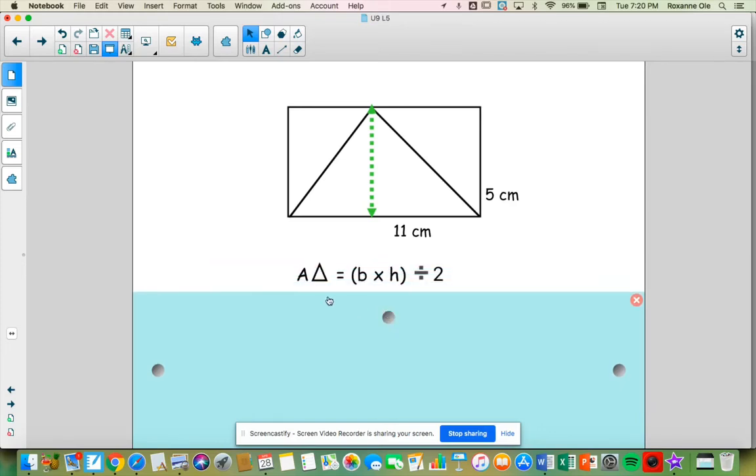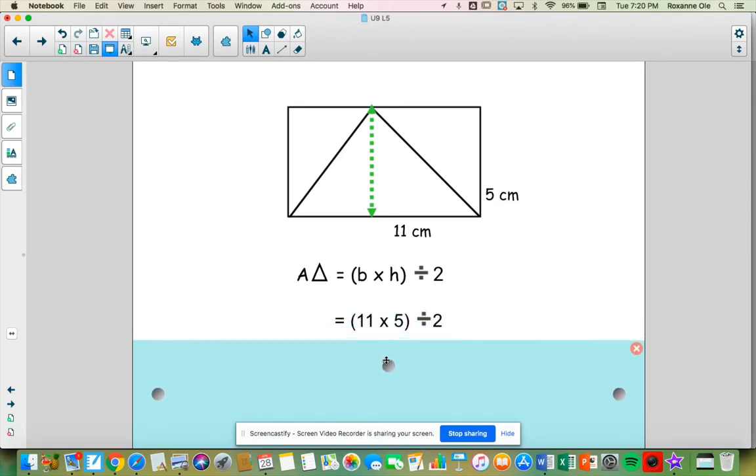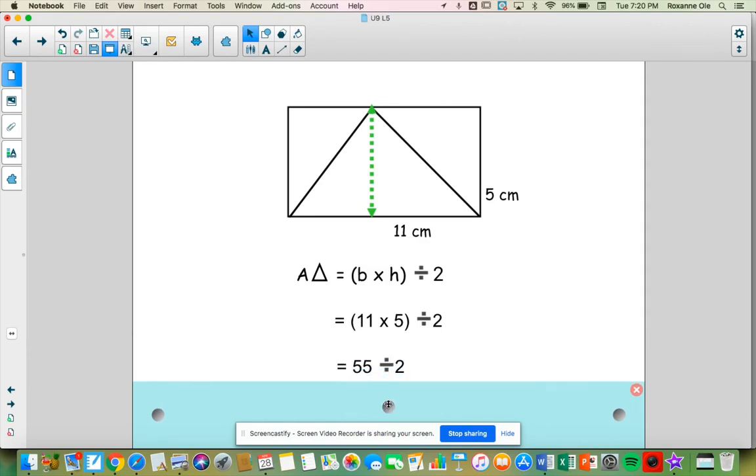The area of the triangle is the base times the height divided by 2. How do we know this measurement? Well, it's the same measurement as this one here, as you can see. So we're going to do base times the height, which is 11 times 5. Then we're going to divide it by 2. 55 divided by 2 is going to be 27.5 centimeters squared.